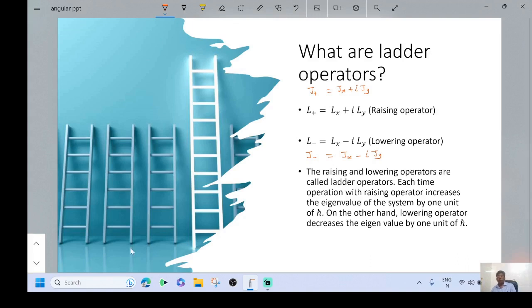What are ladder operators? L plus equal to Lx plus i Ly, L minus equal to Lx minus i Ly are called ladder operators. L plus is raising operator, L minus is lowering operator. The raising and lowering operators are called ladder operators. Each time operation with the raising operator increases the eigenvalue of the system by 1 unit of h cross. On the other hand, lowering operator decreases the eigenvalue by 1 unit of h cross.